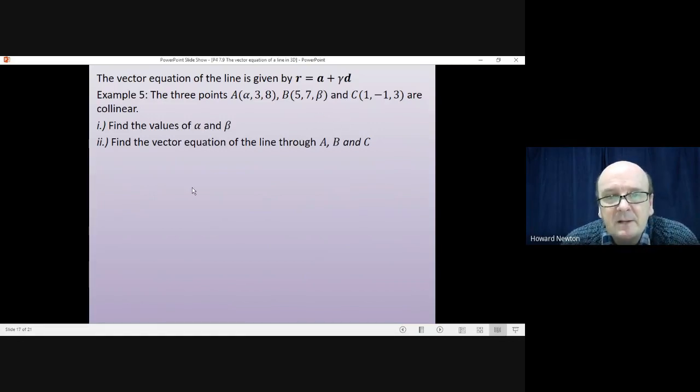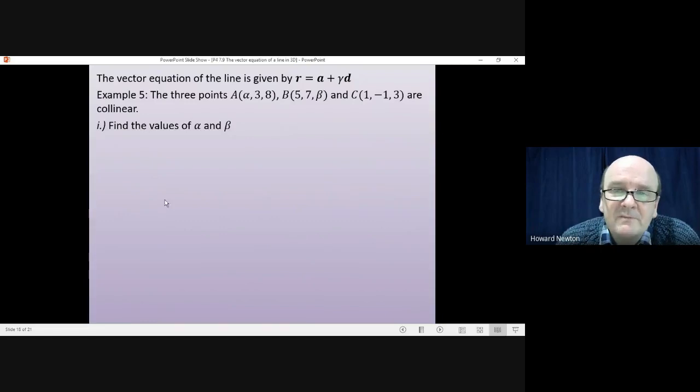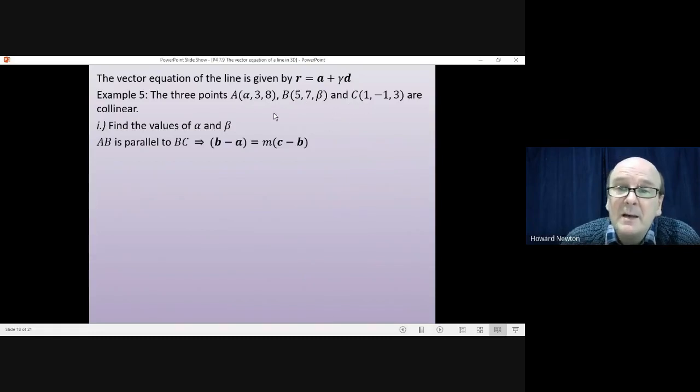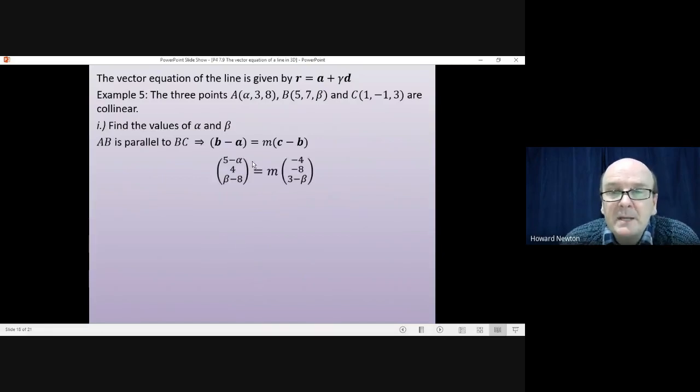Okay, let's have a look. So to find the values of alpha and beta, I know that AB must be parallel to BC because all 3 points are on the same line. Therefore, B minus A must equal a multiple of C minus B. Now, B minus A, that's 5 minus alpha, 4, and beta minus 8. It must equal a multiple of C minus B, which is minus 4, minus 8, 3 minus beta.